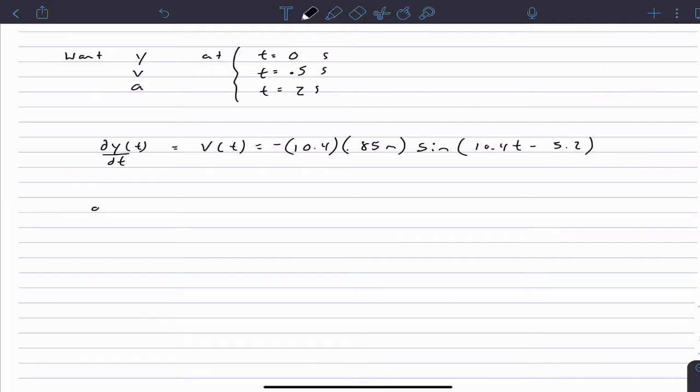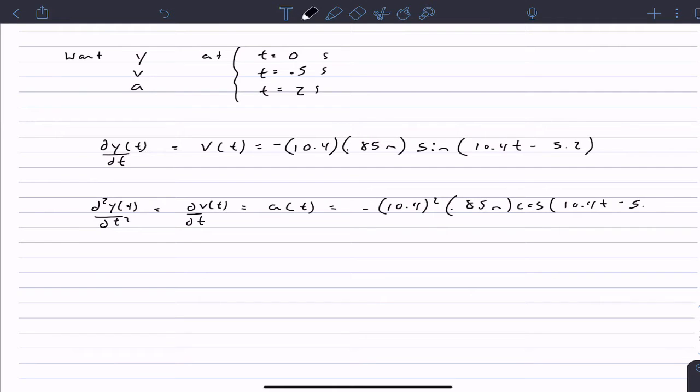Then d squared y of t dt squared is equal to dv dt is equal to a of t is equal to negative 10.4 squared 0.85 meters cosine 10.4 t minus 5.2. Going kind of quick because this is just a lot of writing.